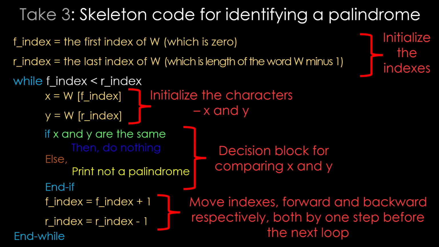So we will now see whether a while loop works here. Additionally, we will use indexes to indicate the characters. With these changes in place, the skeleton will look something like this. F index stands for forward index and R index stands for reverse index. In fact, in the following loop, we will move F index forward and R index backward, one step at a time.